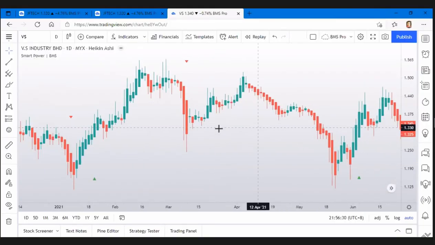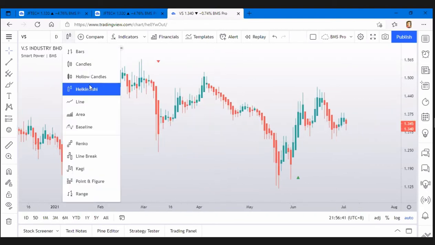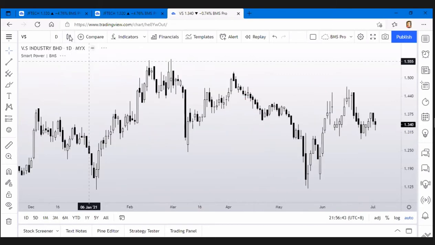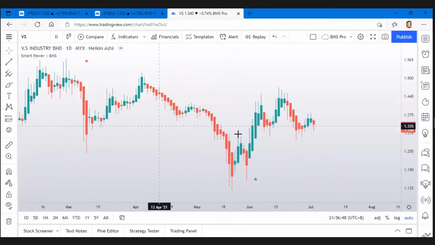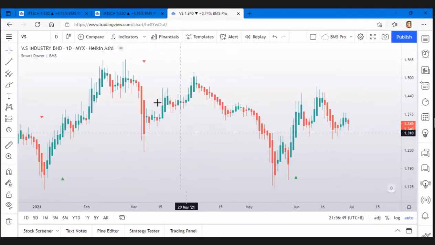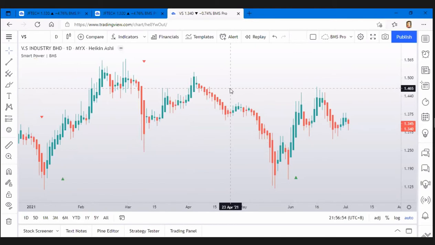This is called a trend following candlestick pattern. It follows the trend. This is uptrend, this is downtrend, okay? This red or green color is called Heikin Ashi candlestick. You can switch from here, candles or Heikin Ashi. This is TradingView, you can switch like that. Other platforms also have the Heikin Ashi. Now in my trading platform, you don't have to switch.